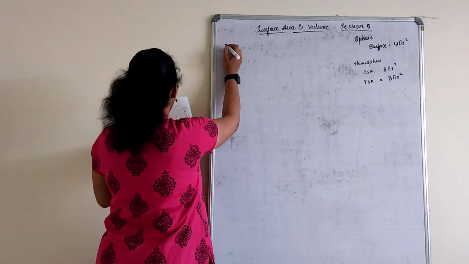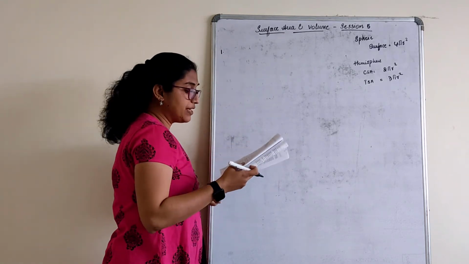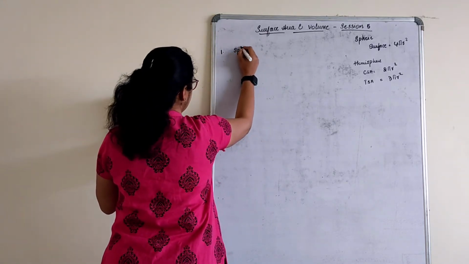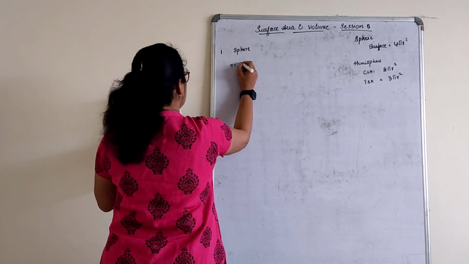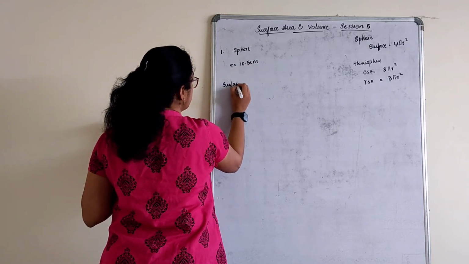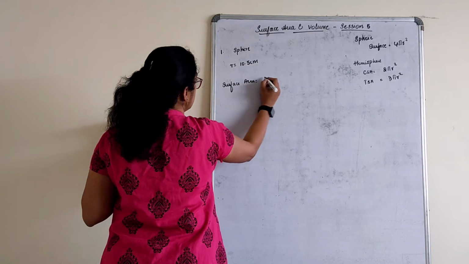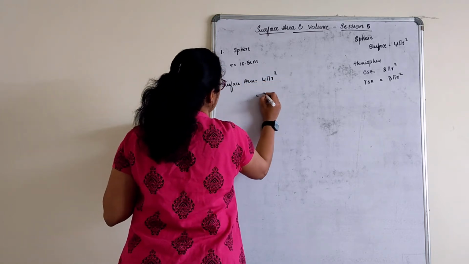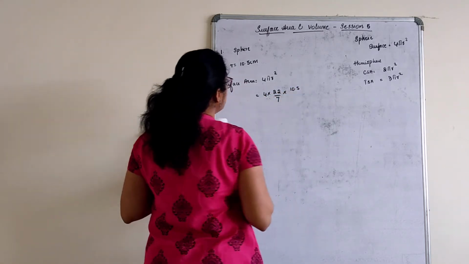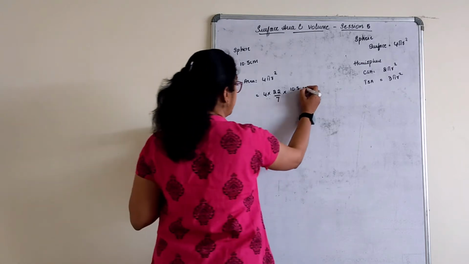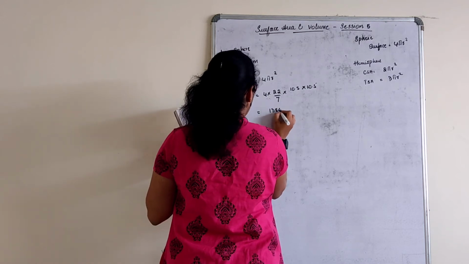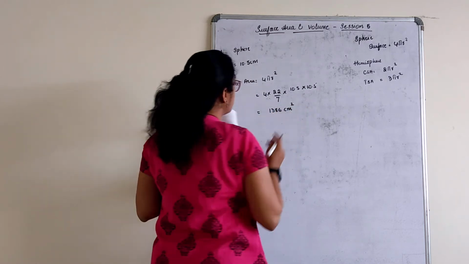First exercise, the first one. Find the surface area of a sphere of radius 10.5 centimeter. Surface area is equal to 4 pi r square, which is 4 into 22 by 7 into 10.5 into 10.5. If you want, you can convert 10.5 into a fraction and write it. Cancel that, and finally the answer will be 1386 centimeter square.